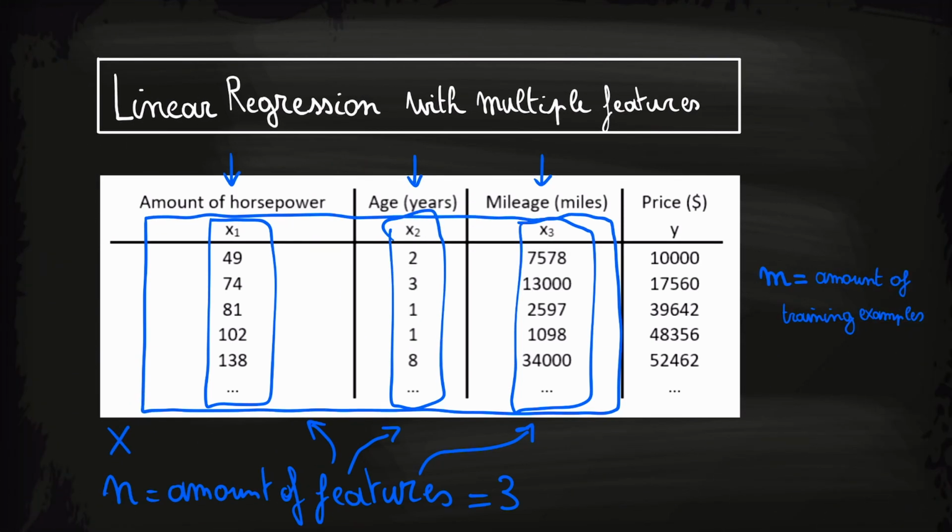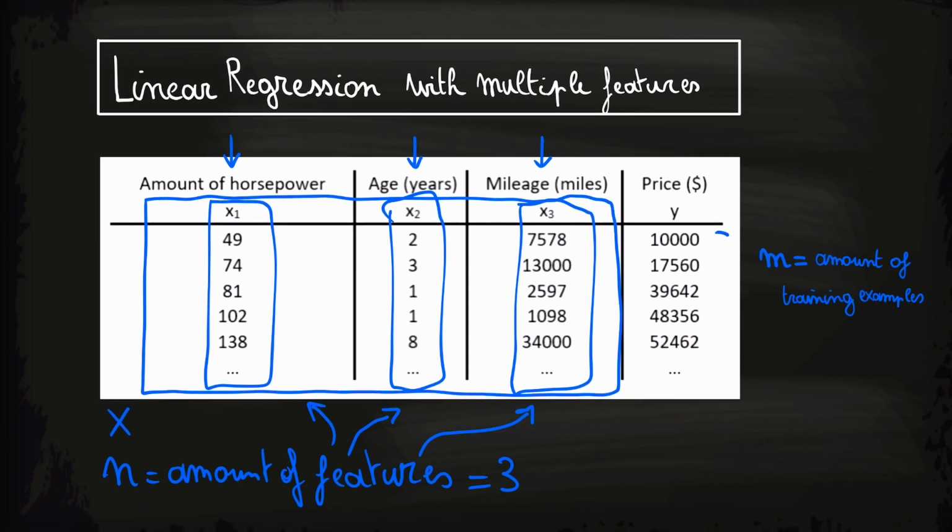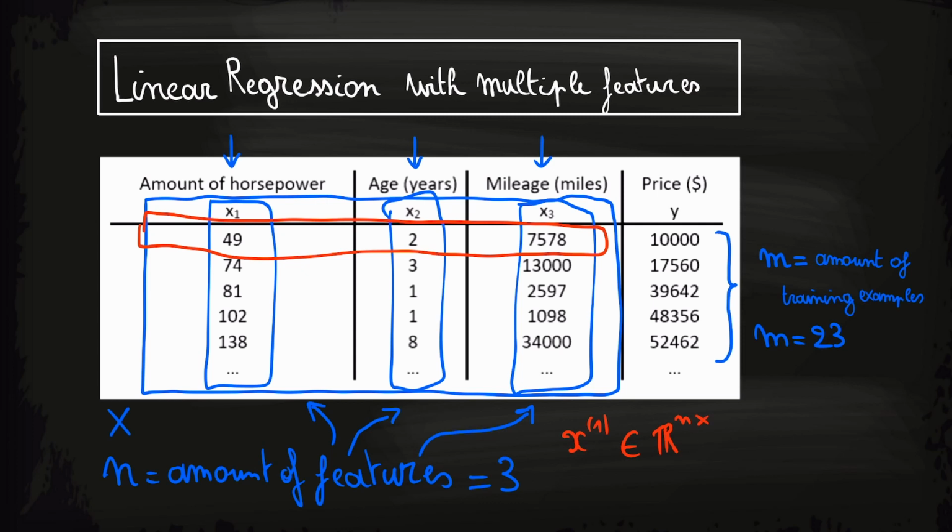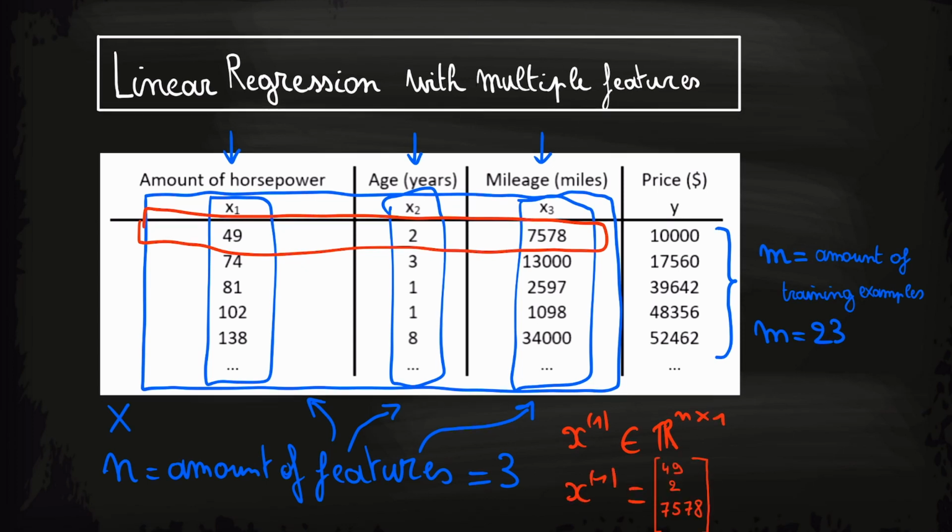Also don't forget we used m to denote the amount of training examples or in other words the amount of rows in our dataset. In our case we didn't define the end of the dataset but let's say we have 23 training examples, meaning that m is equal to 23. Next, if we try to look at one specific training example, let's say the first training example, then we denote it with x superscript 1. We can express this as an n by one-dimensional vector. Namely, this one. And if we want to specify the third variable in the first training example, we denote it by x superscript 1, subscript 3. In our case this will be 7578.